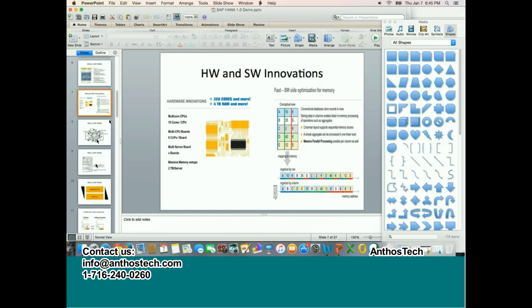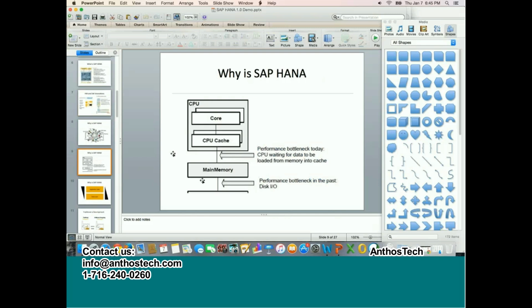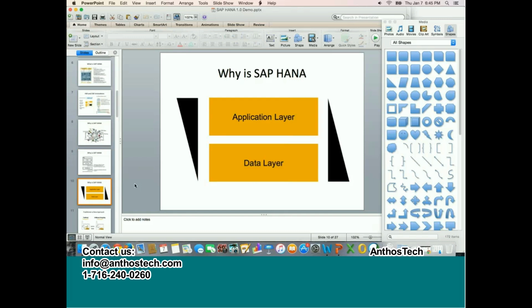Okay, now why SAP HANA? I explained this a few moments ago. The performance bottleneck in the past was disk input output operation, right? We had main memory, but the limitation was limited main memory, with the CPU waiting for data to be loaded into the main memory, correct? So that is the bottleneck. By increasing the main memory size, we are eliminating this bottleneck. All right. So what is the reason why SAP HANA is fast? Software side plus hardware side.